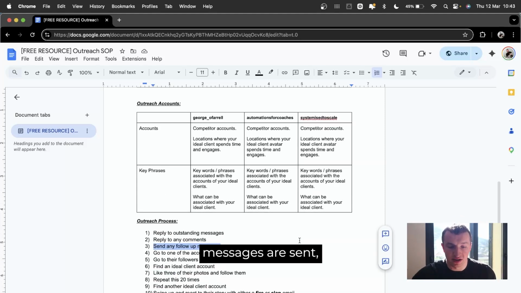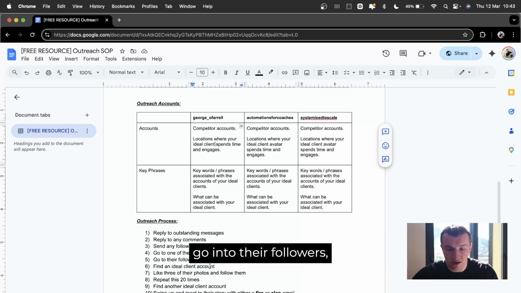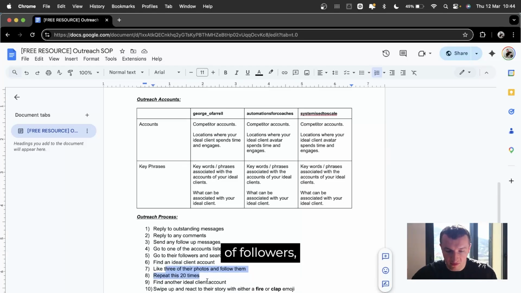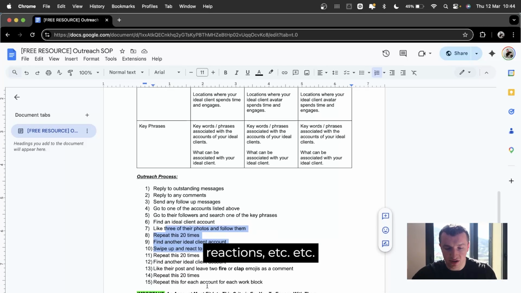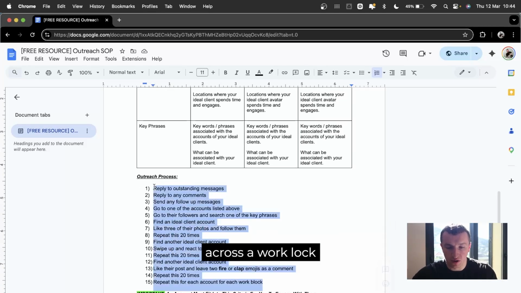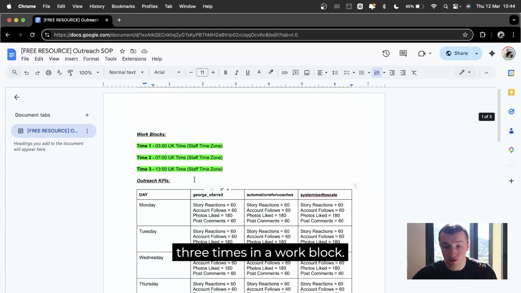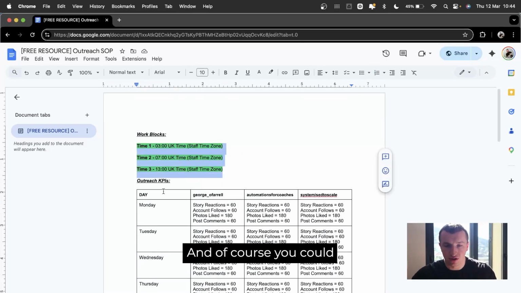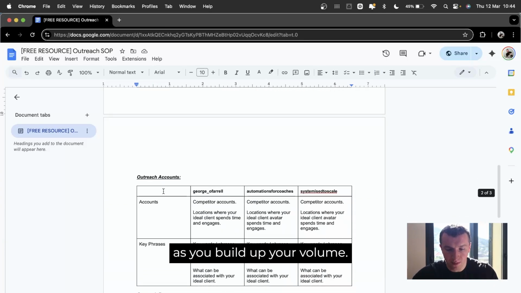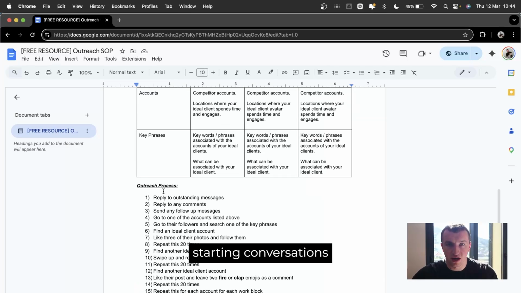Now, once follow-up messages are sent, we then get the staff member to go onto one of the accounts listed above, go into their followers, search for the key phrase, and then obviously go through the process of doing the number of follows, then doing the emoji reactions, etc. That's then split out across a work block, and then that is repeated 3 times in a work block. And of course, you could then add more shifts as you build up your volume. And then that way, we are literally starting conversations for free without needing to pay for ads, and we're only giving up our time.